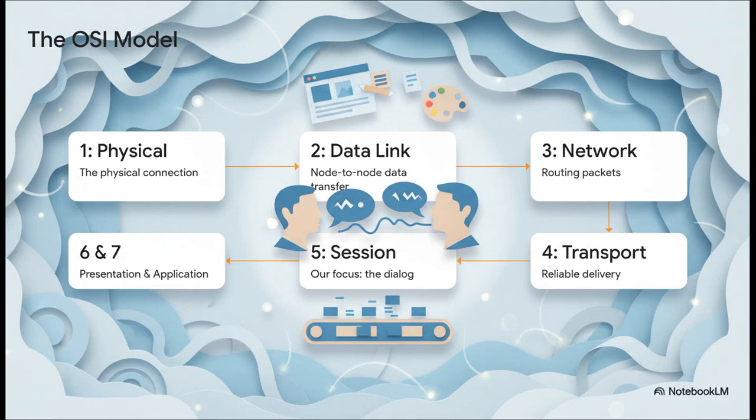To really get what the session layer does, we have to look at the OSI model. It's this 7-layer framework that networking is built on. And we are zeroing in right here on layer 5. Now, its position is totally key. It's sitting right above the transport layer. That's the workhorse that actually gets data packets from A to B. And it's just below the presentation layer, which is what makes sure your apps can understand the data. This spot, right in the middle, lets it focus on one thing and one thing only: managing the conversation.